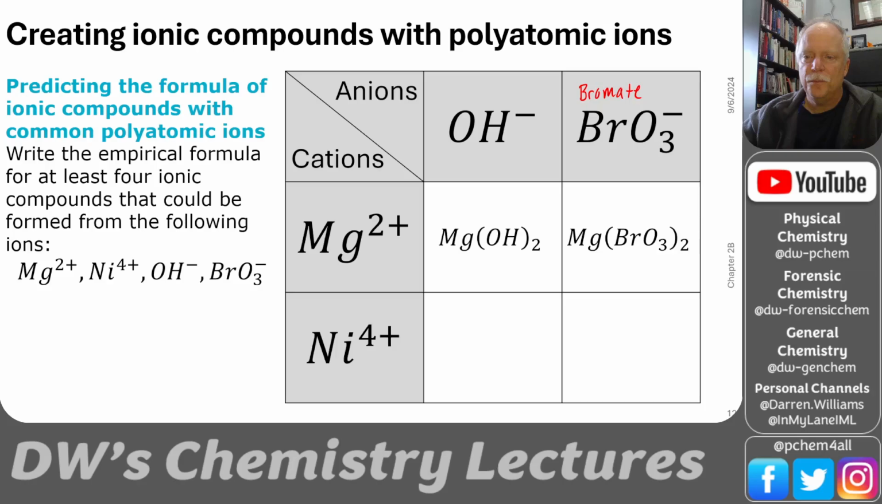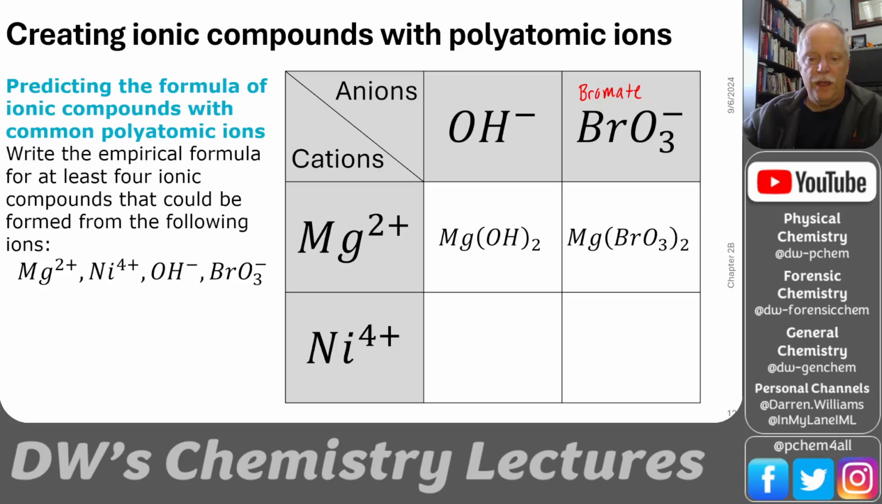So anyway, that's magnesium bromate, Mg(BrO3)2. We need 2 of those whole units. So look where we put the parentheses. Put it around the whole thing. You can't just leave the parentheses out. If you put a 2 there, it'll look like oxygen 32, and that's not right.